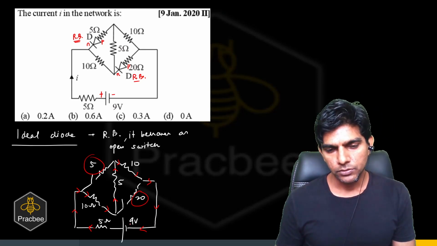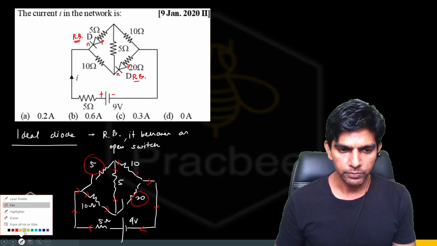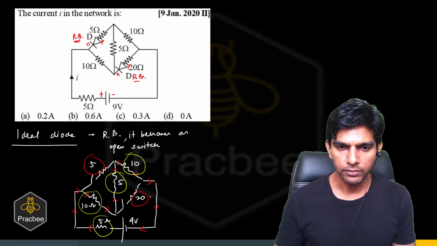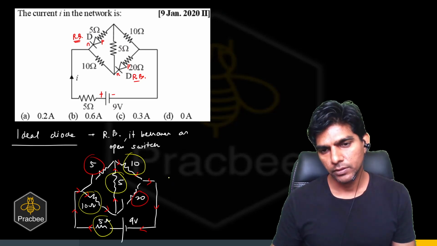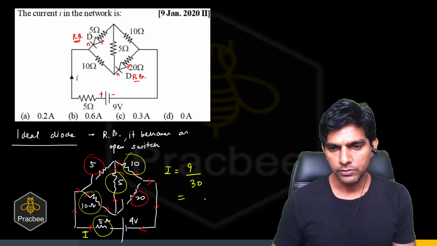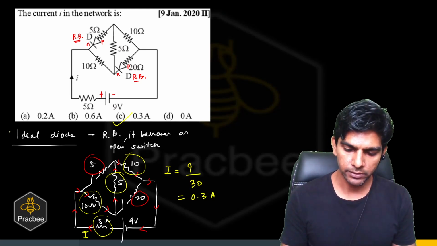Can you see now this 5 ohms and this 20 ohms are not contributing anything, so we can remove them. The current is flowing in a path which has a resistance of, let me add up all these resistances, 10, 5, 5, 10, so around 30. Let us say the current is I. So I will be 9 divided by 30, which comes out to be 0.3 ampere. So option C is the right answer.